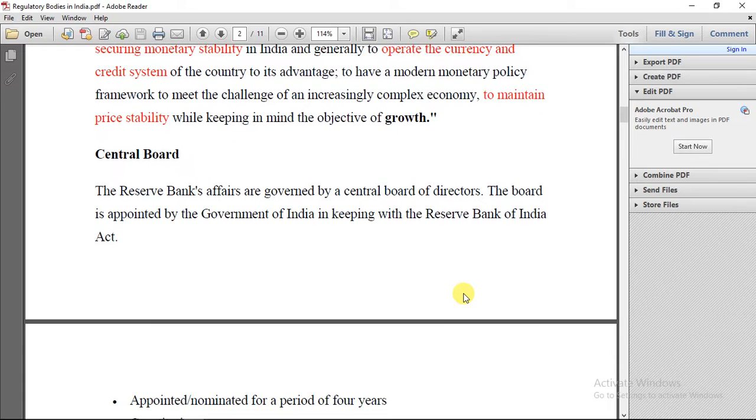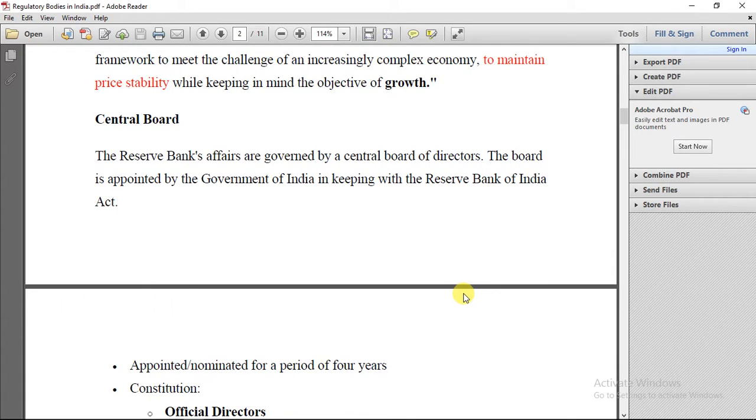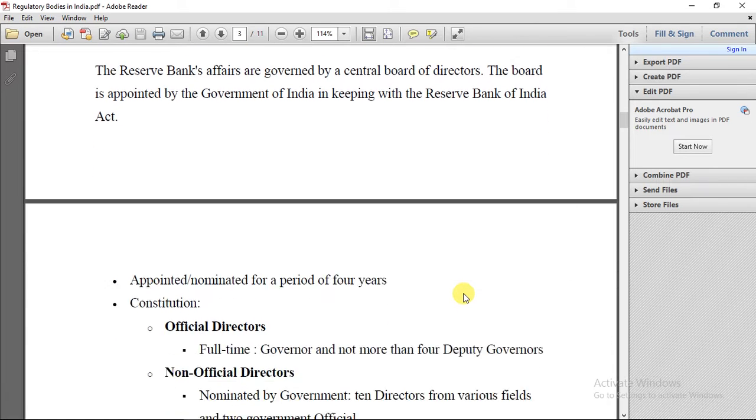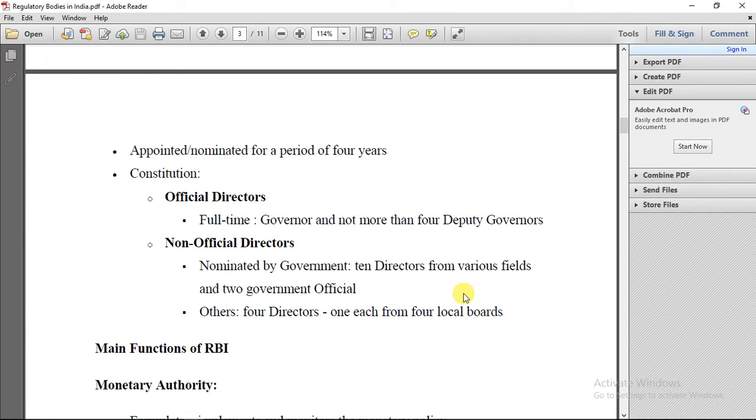Now Central Board. The Reserve Bank's affairs are governed by a central board of directors. The board is appointed by the Government of India in keeping with the Reserve Bank of India Act and appointed or nominated for a period of 4 years. So the tenure of the appointment is 4 years.